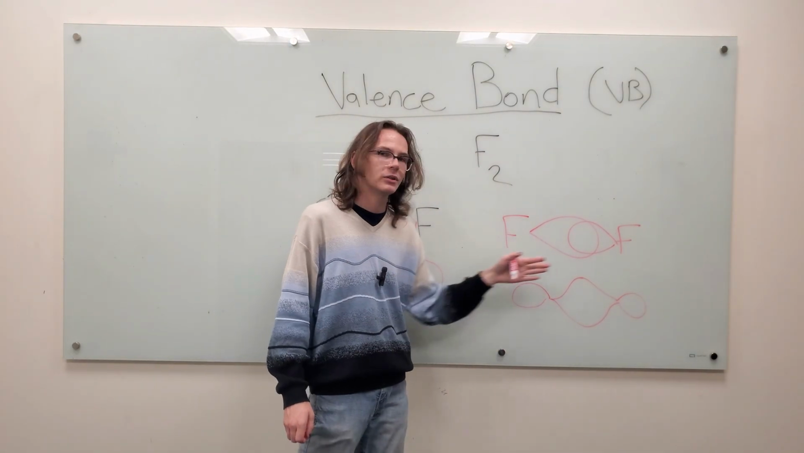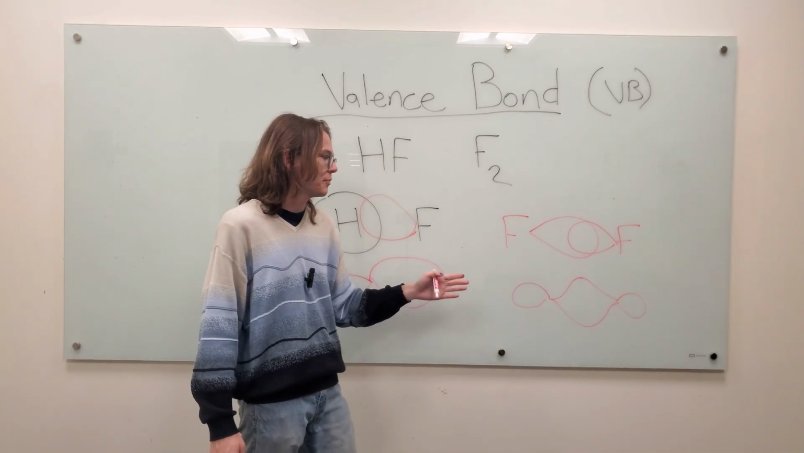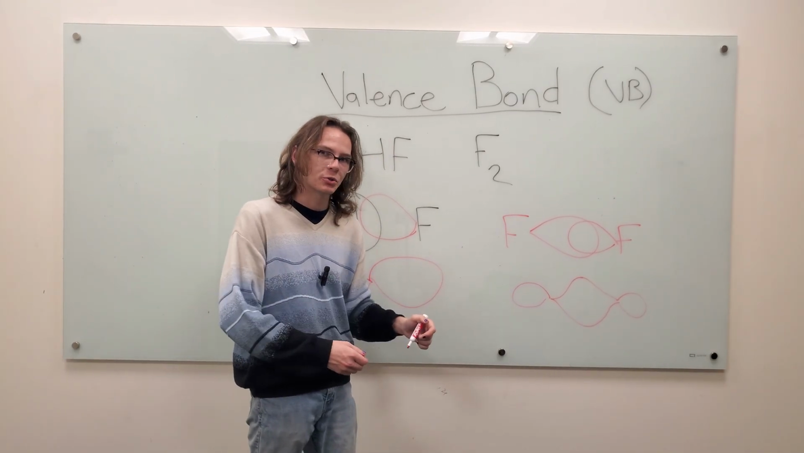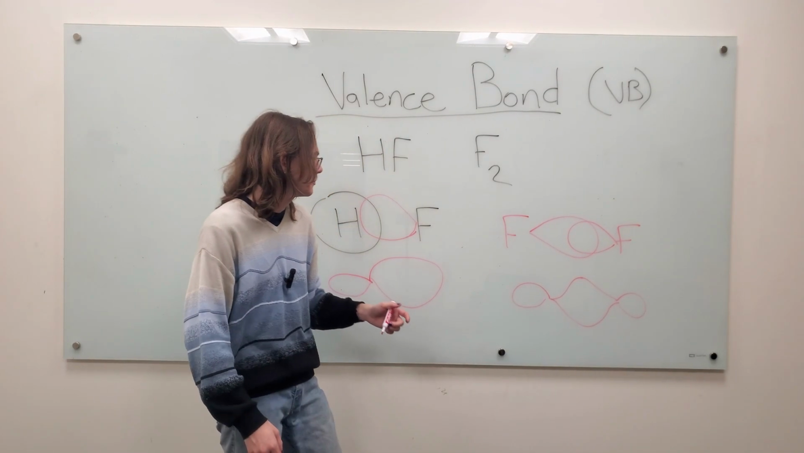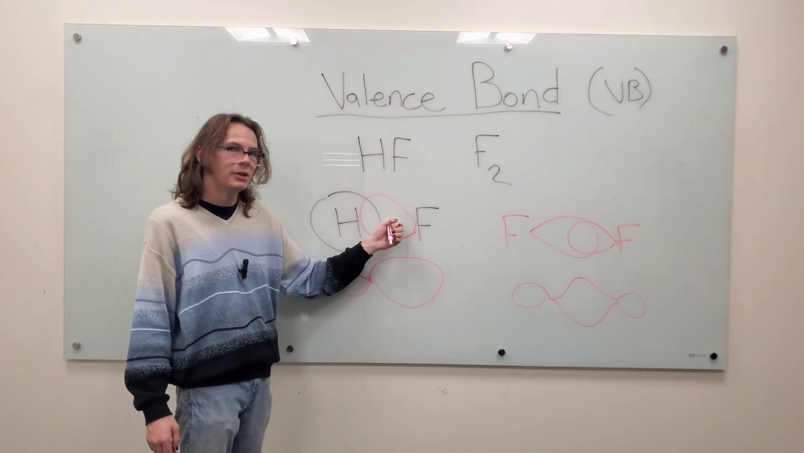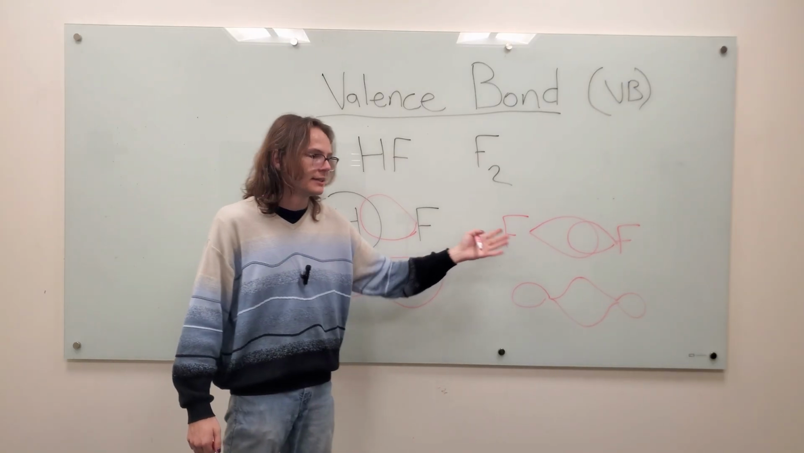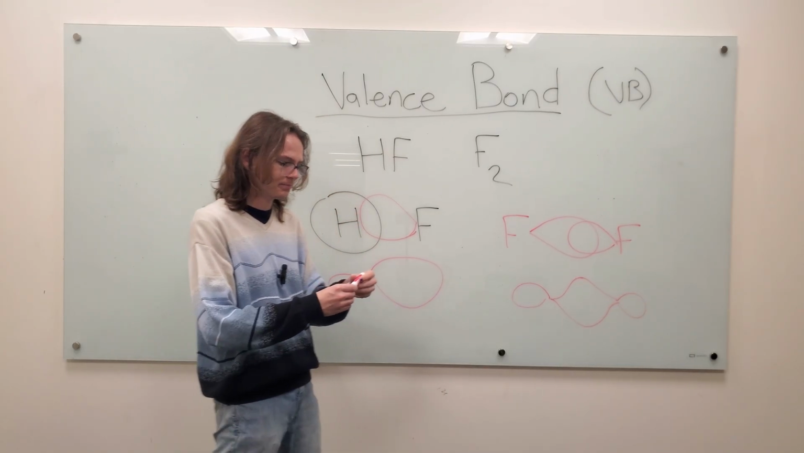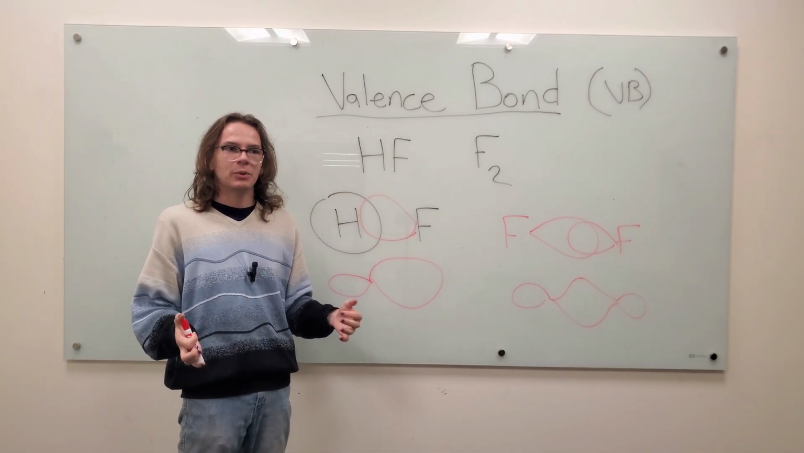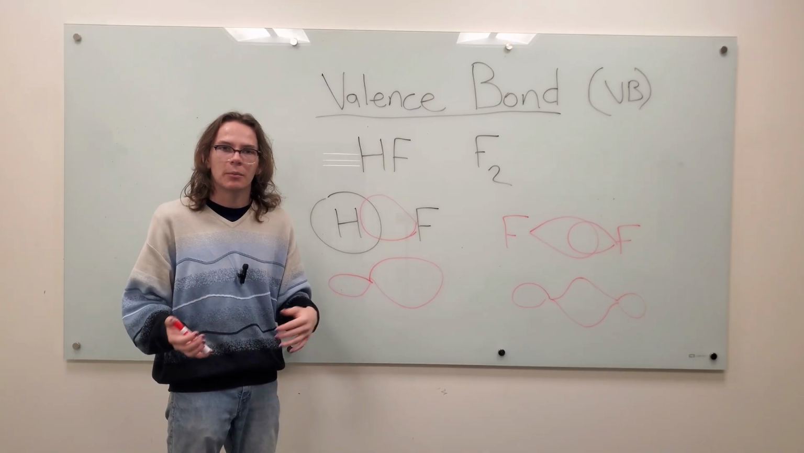And once again, if we look down the axis of the bond, this will be cylindrically symmetrical. So this is also a sigma bond, but it is not an s and a p orbital overlapping, and it's not an s and an s orbital overlapping. It is a p and a p orbital overlapping. And that's nice, but what about when we get to more complex molecules?